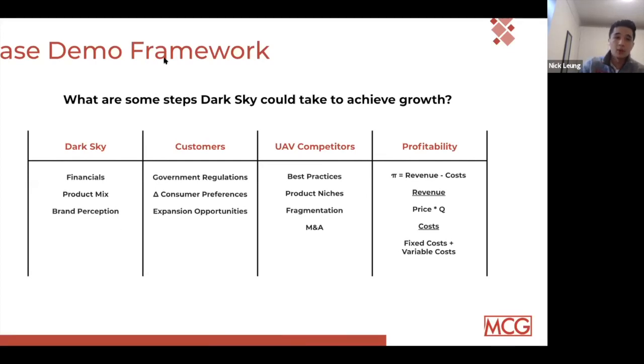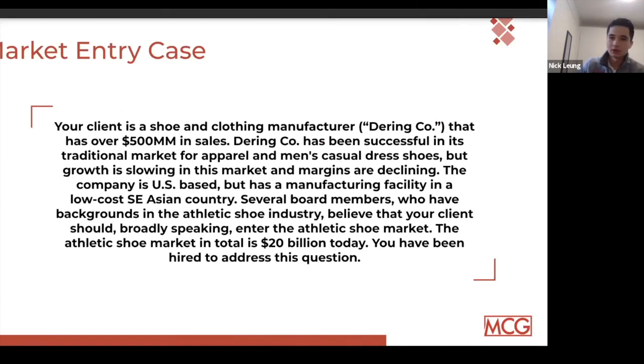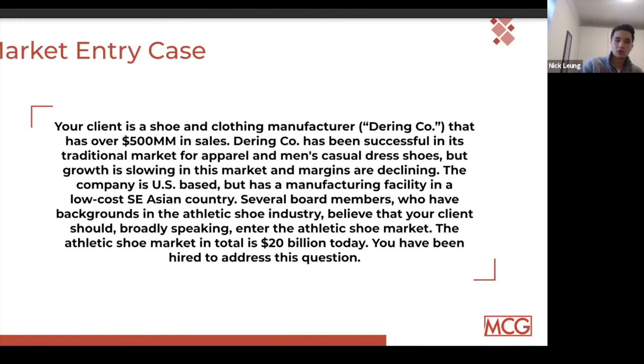Cool. So what I want to do now is I have an example case for you guys. And so what we're going to do is I'm going to read it aloud to you. We're going to go into breakout rooms, and you'll each have an eBoard member in one of those breakout rooms, and they'll help you walk through and framework the case. And then we'll all meet back up in about 5 minutes.